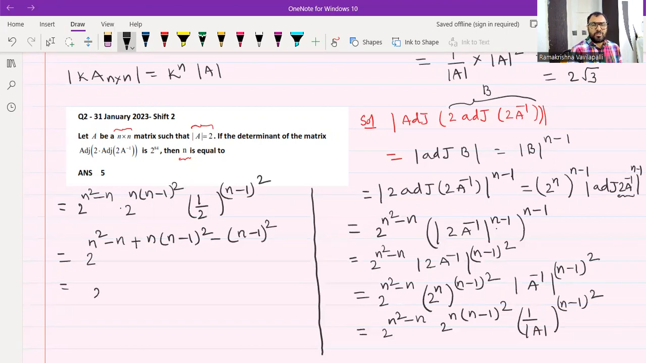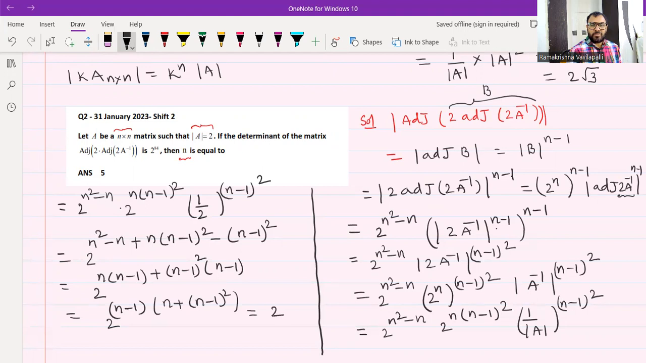Further, 2 to the power of, in all these you can take n minus 1 common. Taking n minus 1 common, whole square taken common, into n minus 1. Further, this is equal to 2 to the power of, you take n minus 1 common, then you will get n plus n minus 1 whole square. Given that this is equal to 2 to the power of 84.